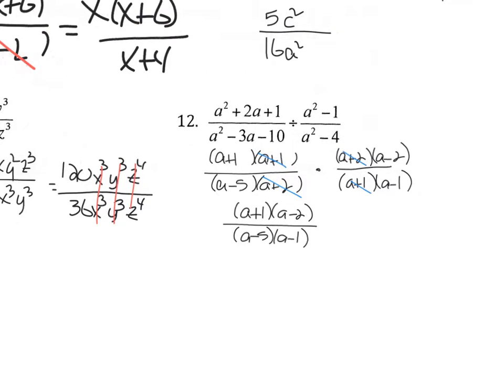12, you actually have to do a little bit of work first. You have to factor this one and factor this one. So I got that fraction. This one I did 2 things at once. I flipped it. I put the a squared minus 4 on the top, that one on the bottom, and I factored at the same time.